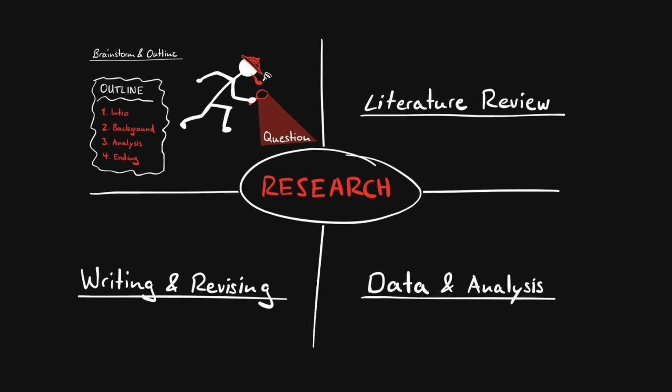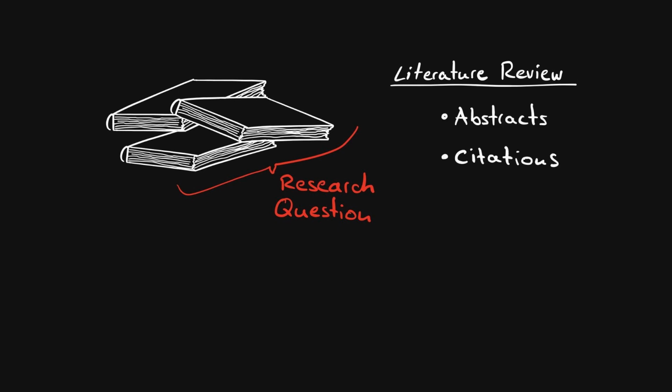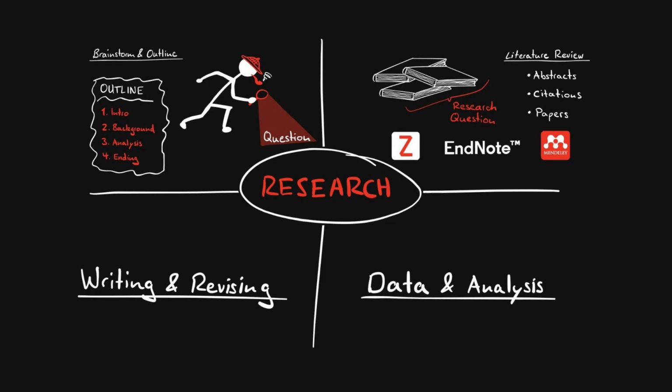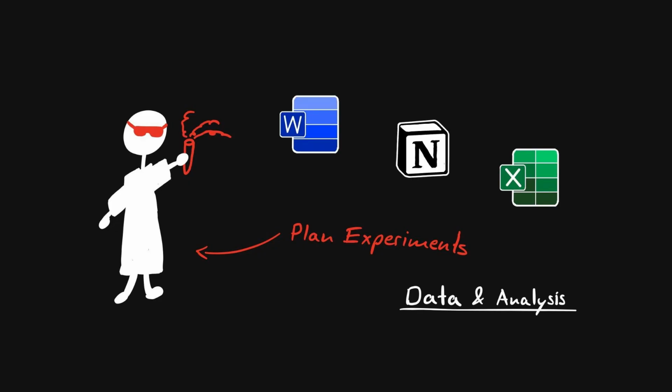Phase 2. Literature review. Read strategically. Find literature that fits your research question. You don't have to read everything. Skim abstracts, check citations, find key papers. Use your reference manager here, seriously. Phase 3. Data and analysis. In this phase you plan your experiments, surveys, or whatever method you're using. You have to keep a clear log. Excel, Google Sheets, or Notion are your friends here.